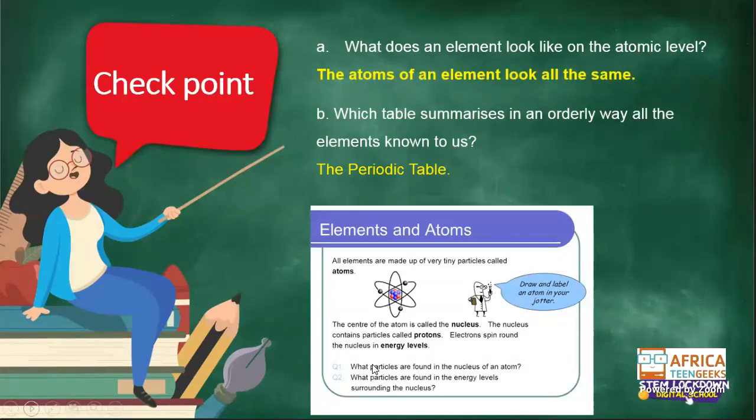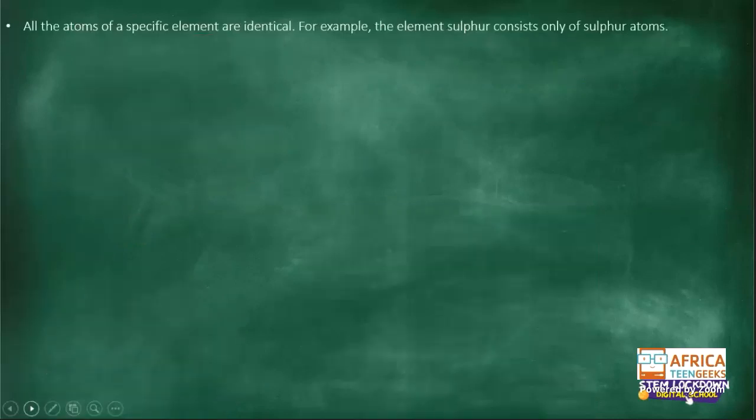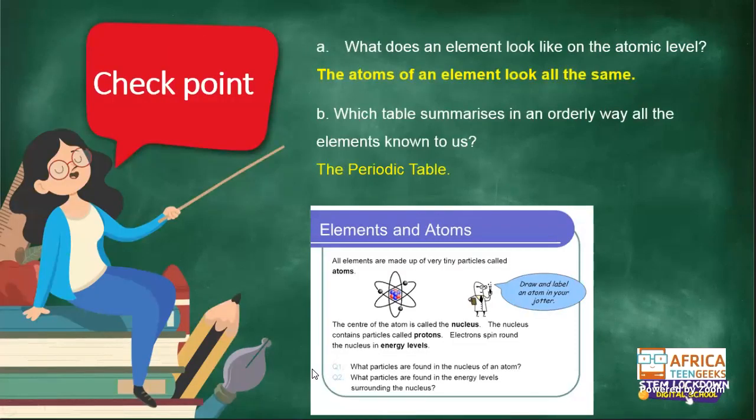So the question that they have here is, what particles are found in the nucleus? We know it is the protons. And then what particles are found in the energy levels around the nucleus? We know it is the electrons. So these are different ways that they can ask you in a test, and you need to be able to answer them or know how to answer them.